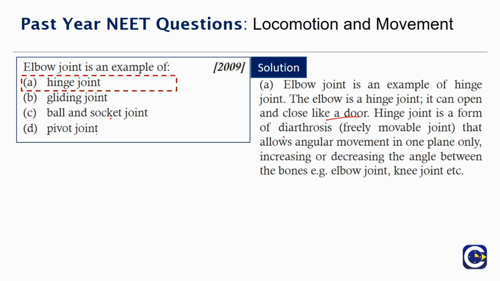A hinge joint is a form of diarthrosis, so it is a freely movable joint that allows angular movement in one plane only. That is, we are able to open and close in only one direction, increasing and decreasing the angle between the bones. Examples are the elbow joint and the knee joint, etc.